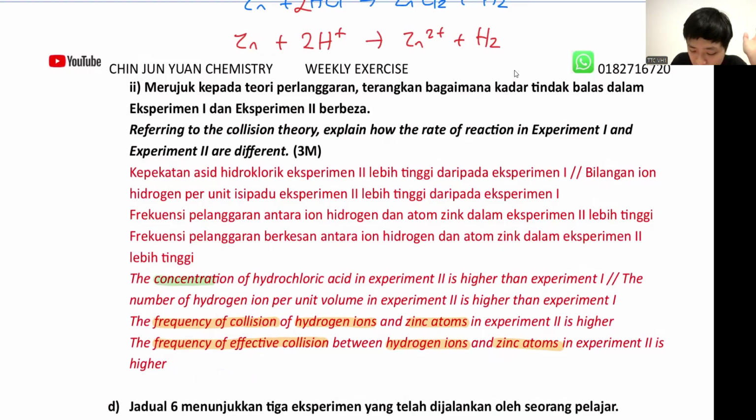The first sentence, you can choose either one. You can choose concentration of hydrochloric acid in experiment 2 is higher than experiment 1. Or you can say number of hydrogen ion per unit volume in set 2 is higher. Also can. You choose either one. You talk about this or you talk about this. Both accepted.